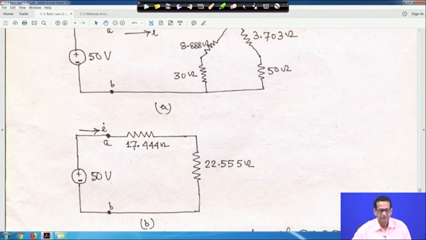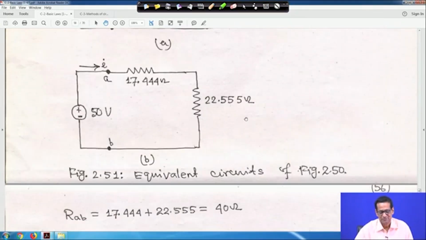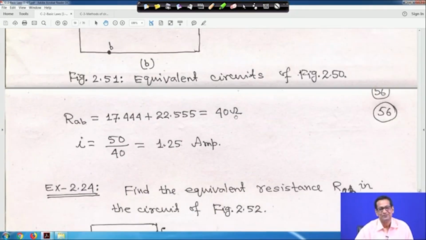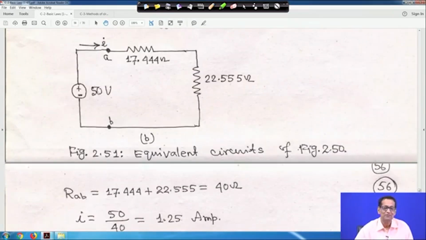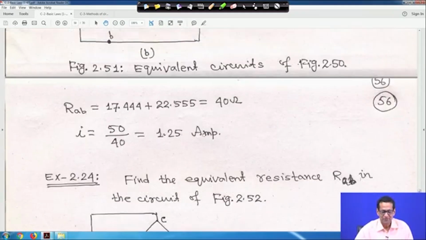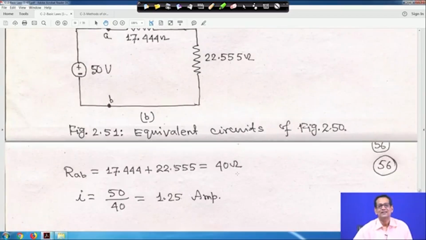Now add this to 17.44. You will find it is 40 ohm. If you add this, it will actually be 40 ohm. And I is then 50 by 40, 50 volt is the source. So, current is 1.25 ampere. So, thank you very much, we will be back again.